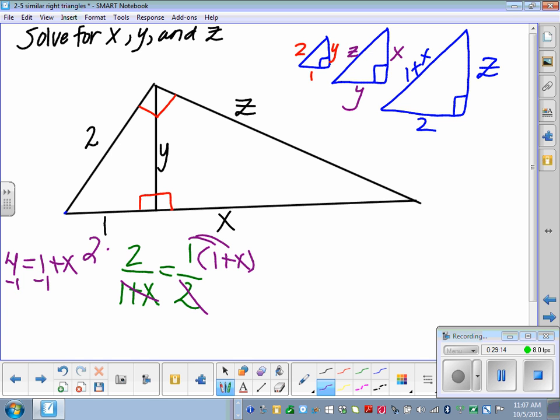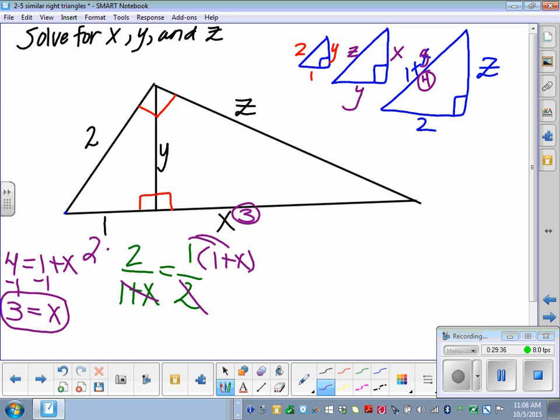Minus 1 from both sides of the equation. 4 minus 1 is 3. So x equals 3. We know x is 3. Now can we use that? That wasn't a decimal. It was an exact value. Let's use it. So now our hypotenuse is 1 plus x, which is 1 plus 3, which is 4. So our hypotenuse is 4.